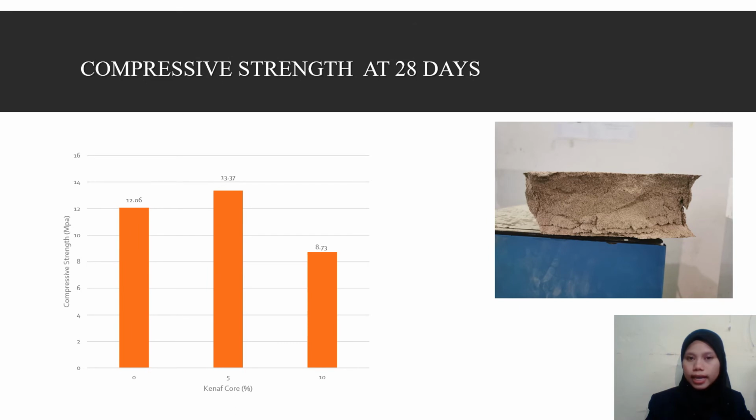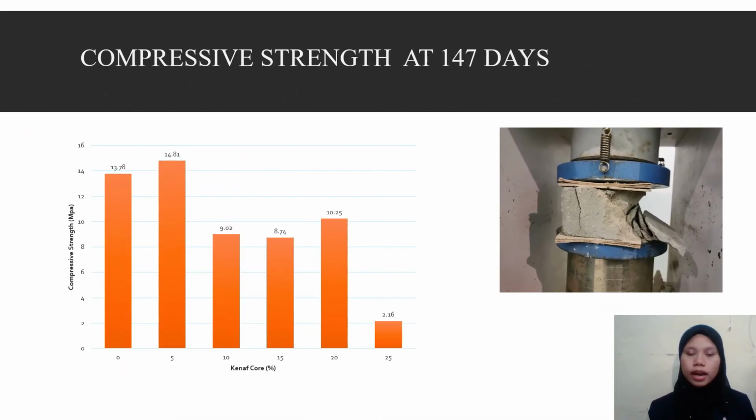The compressive strength test at 28 days also shows the specimen containing 5% of the Kenaf core has the highest compressive strength compared to the control specimen. For the other specimens, like 15, 20, and 25% of the Kenaf core, we could not test on that day because of the MCO. And the result for the compressive strength test at 147 days also shows the specimen containing 5% of the Kenaf core has the highest compressive strength compared to the control specimen. Supposedly, all these specimens should be tested on the 56th day, but due to the MCO, we could not manage to do the testing on that day.